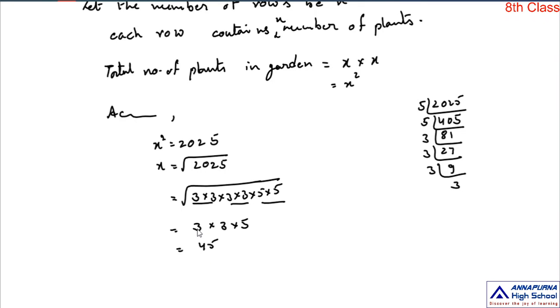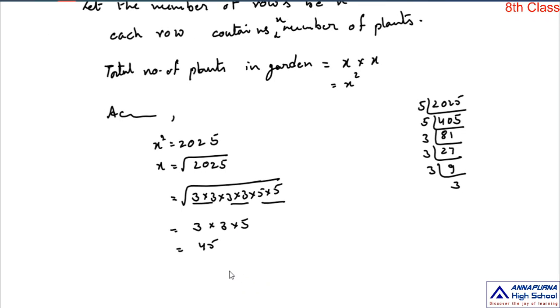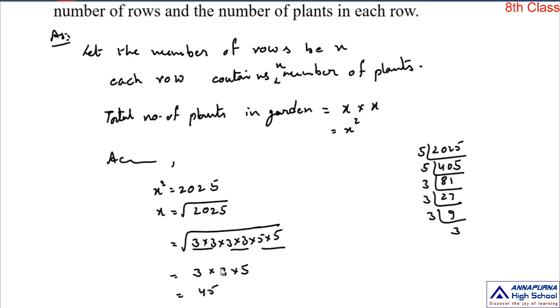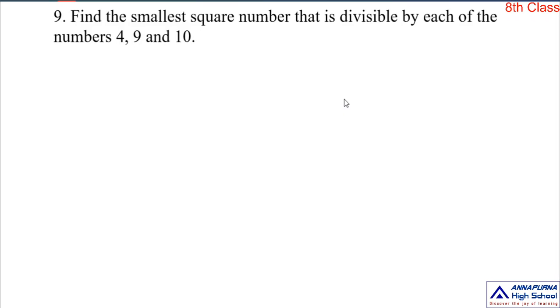So how many rows are there? There are 45 rows, and in each row how many plants are there? Yes, there are 45 plants in each row. Okay, so this is the 8th one, and come to the next one.